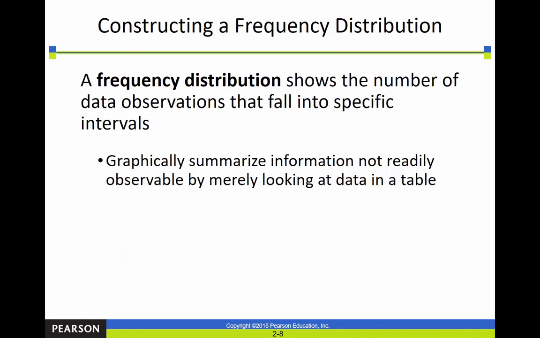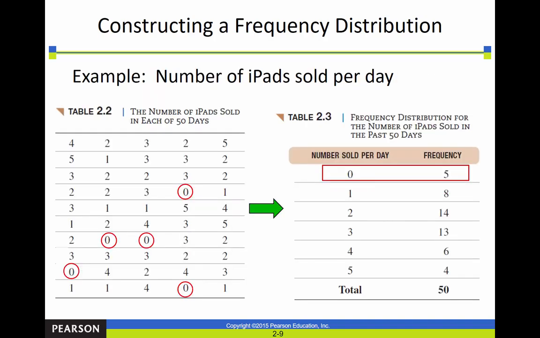All right, so one of the common ways that we will deal with quantitative data is what's called a frequency distribution. It just shows us how many observations we have of each type of data, and usually what we'll do is we'll separate our data into a specific interval or grouping of data. I'll show you an example. So over on the left, you can see a bunch of just raw data, right? The number of iPads sold in each of 50 days. So we can break that down into a frequency distribution on the right that shows the number sold per day, 0 through 5. And then the frequency, or each time that was observed. Okay, pretty easy.